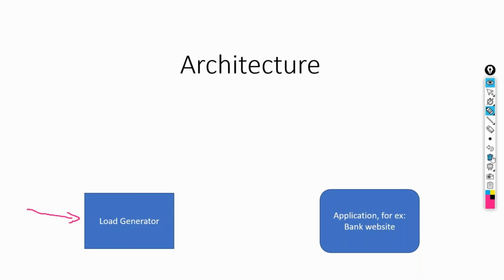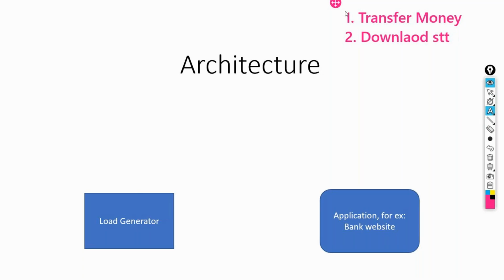Now you have some number of users, and you want to test the application performance. How will you test? What will you test? As I said, there are different scenarios. In a bank application, there are different scenarios. As we just discussed, I'll write down two or three here. One is transfer money, which is a very important one, correct? Download statement, something like this.